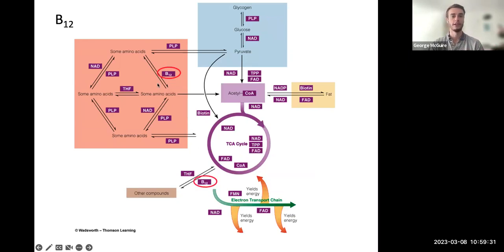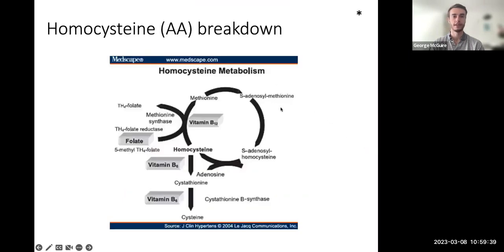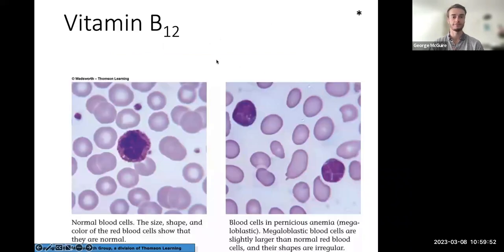So we see B12 showing up here in our amino acid pathways and our translation of some other compounds that play a role in the TCA cycle. This is showing homocysteine breakdown. We've got folate, B6, and B12 all playing a role in that metabolism. So we need all these vitamins in order to properly manage our homocysteine levels and not risk other vascular disease.